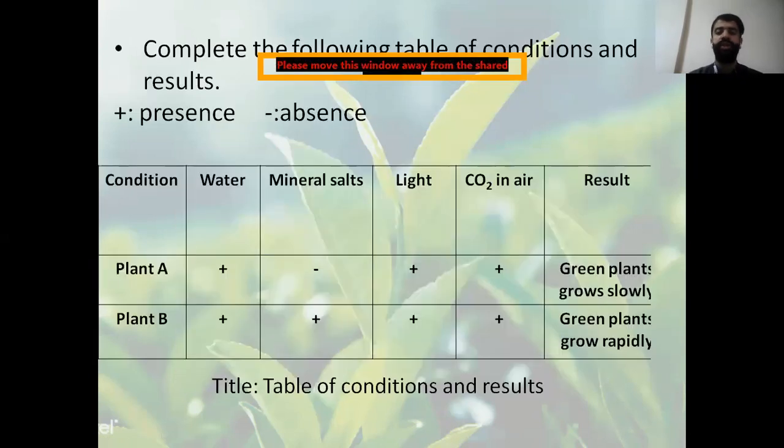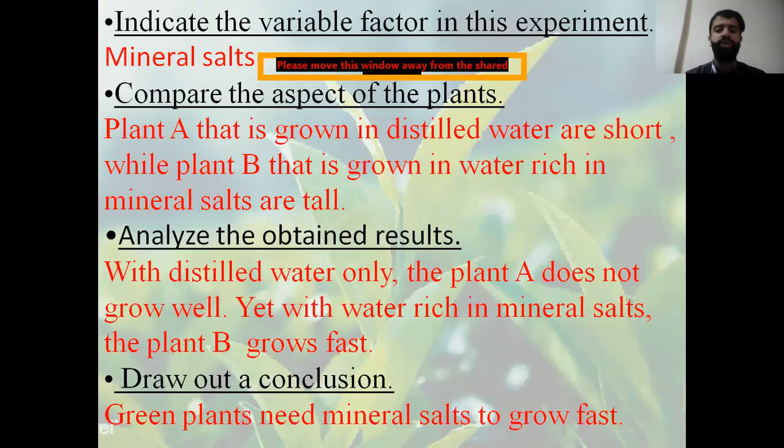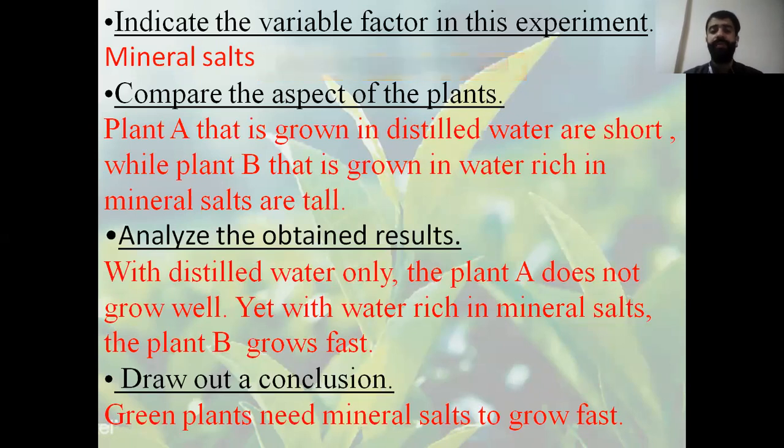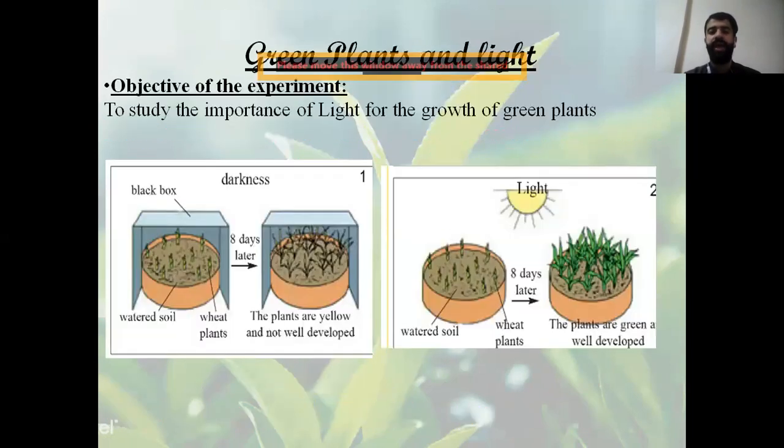And also we drew the table of conditions, using a pencil and a ruler, giving it a legend and a title as well. And we drew the conclusion that the green plants need mineral salts to grow fast. These two experiments we already covered last week. Then this week we're going to continue with the two other nutritive needs for the growth of green plants. And here we start. In this experiment, we are talking about the green plants and light.